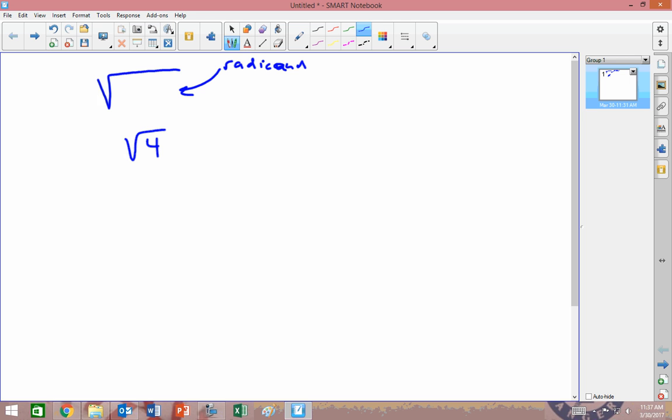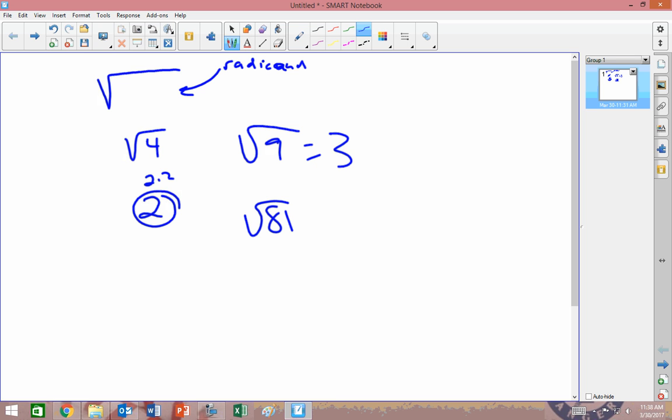So I can start with something as simple as the square root of 4. All the square root is asking for is what pair of numbers multiplied together gives me 4. It's 2, because I have 2 times 2. So the square root of 4 is just 2. If I have the square root of 9, what two numbers multiply together to make 9? 3 times 3 is 9, so the square root of 9 equals 3. The square root of 81 is 9, because 9 times 9 equals 81.